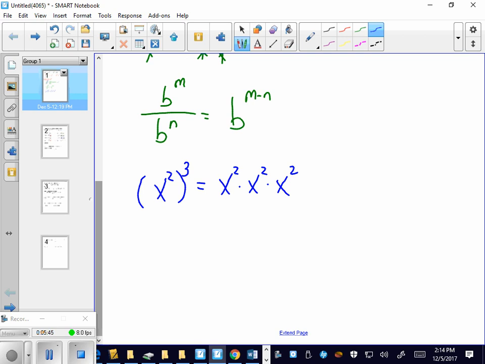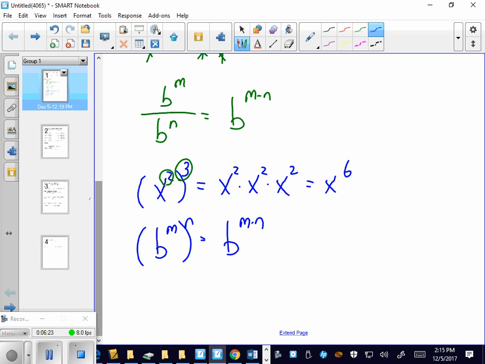Well, if you were to write all those out, you would have x times x times x times x times x times x. You would have 6 of them. So that would be x to the 6th. And hopefully what you can see is that to get a 6, you're multiplying those exponents together. So when you have a power raised to a power, you multiply them. In general, b to the m power, raised to the n power, is b to the m times n power. So you multiply your exponents.